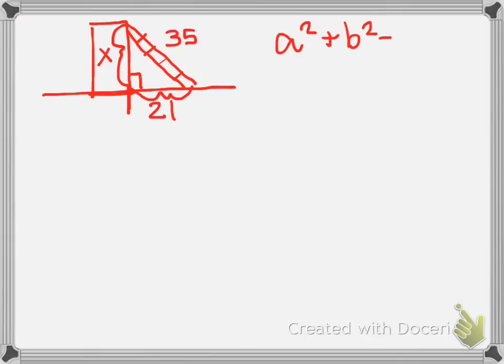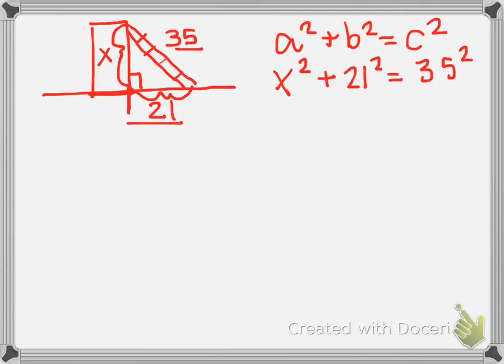A squared plus b squared equals c squared. Now I'm going to let my x be plugged in for a squared. So I get x squared plus my b squared would be the other leg, which is 21. We're going to square that. And then my hypotenuse, which is 35, or the length of the ladder.